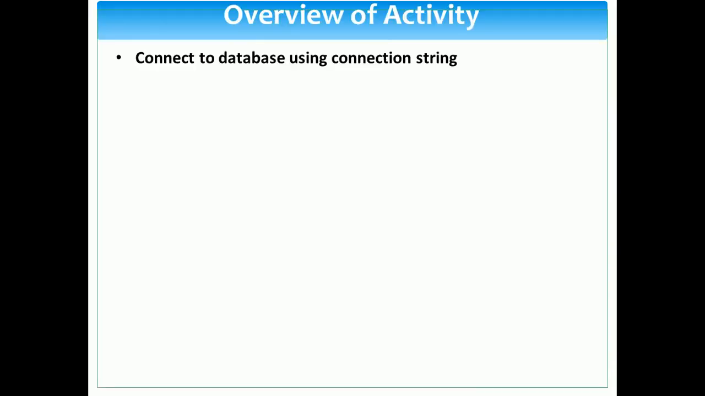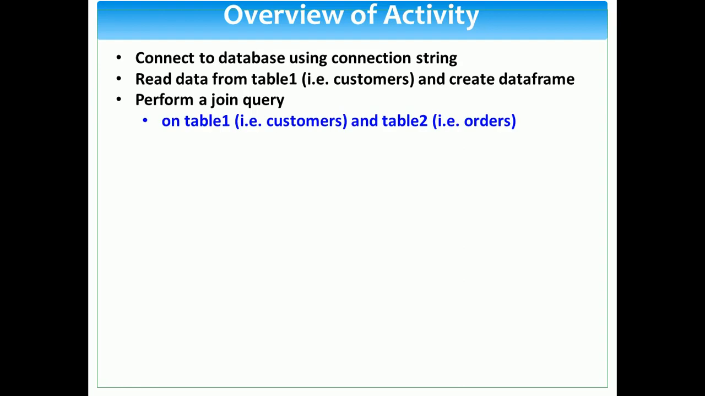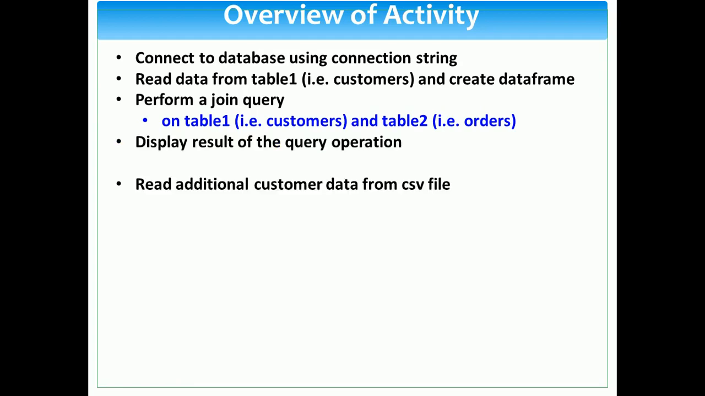So in this video we are going to understand how to connect to a MySQL database using the connection string. Then we are going to read the data from table 1 and create a data frame. Then we are going to run a join query on the two tables, table 1 and table 2, that is customers and orders. These are the two tables. Then we are going to show the result of the query operation.